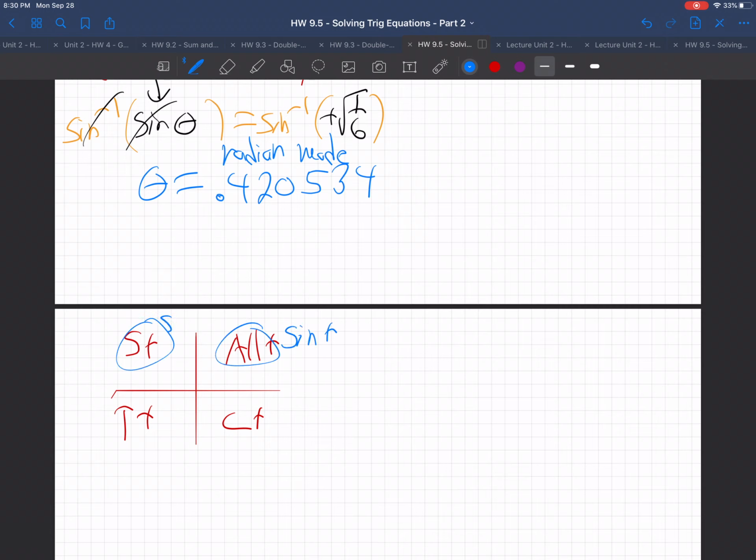Sine is positive, right? All are positive in the first quadrant, including sine, and sine is positive in the second. So first and second quadrant. So this is the quadrant 1 answer already. That's the quadrant 1 answer. What's the quadrant 2 answer?